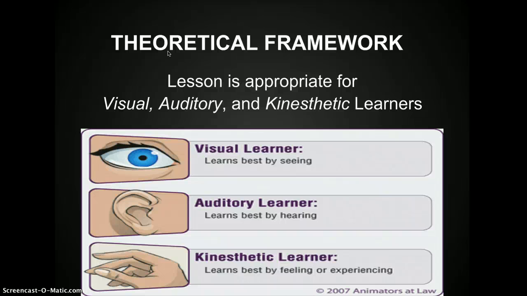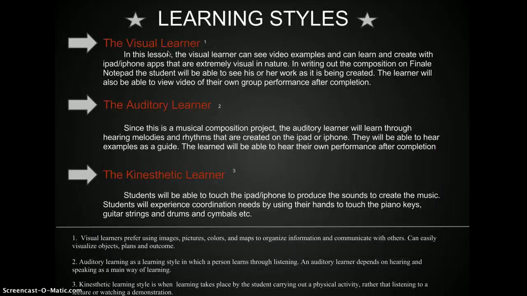This lesson is ideal because it has something in it for all 3 types of learners. The visual learner who learns best by seeing, the auditory learner who learns by hearing, and the kinesthetic learner who learns best by feeling or experiencing. The visual learner prefers to use images and pictures, colors, and maps to organize information and communicate with others. They can easily visualize objects, plans, and outcomes.